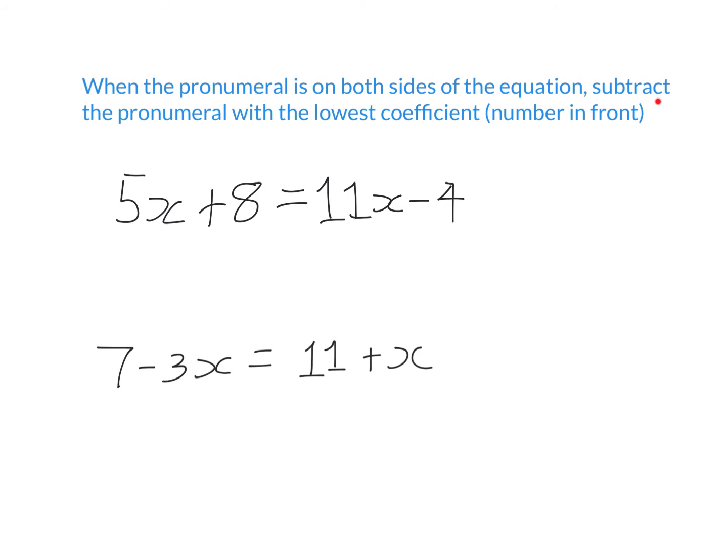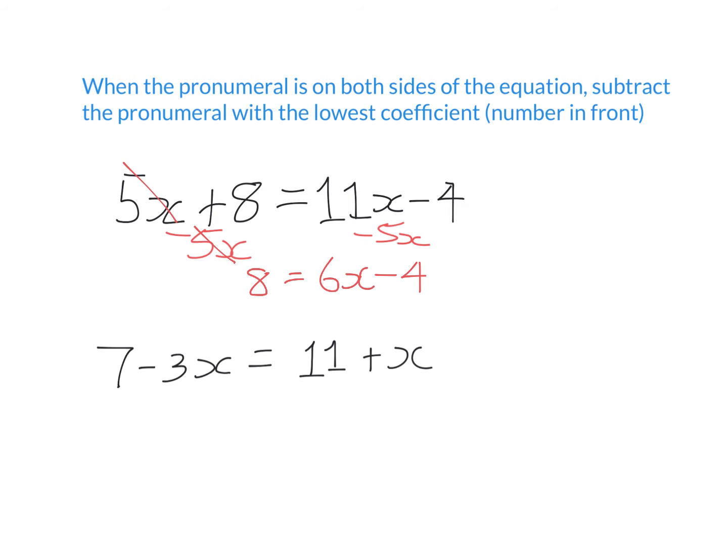We do that by subtracting from both sides the pronumeral with the lowest coefficient. So this x has a 5, its coefficient is 5. This x, its coefficient is 11. 5 is clearly smaller, so what we're going to do is subtract 5x from both sides. Remember, what you do to one side, you must do to the other. Of course, 5x minus 5x is just 0. So what I'm left with is 8 equals 11 minus 5, which is 6x minus 4.